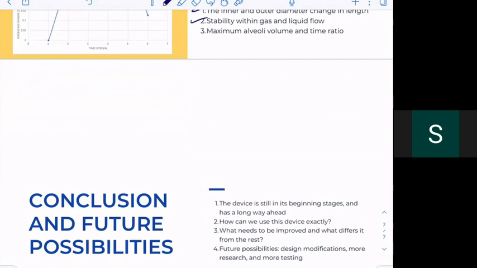And other design modifications obviously require more research and more testing.